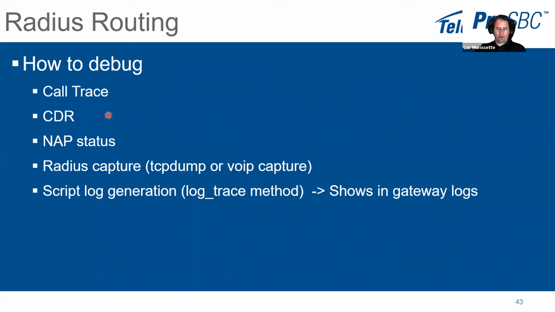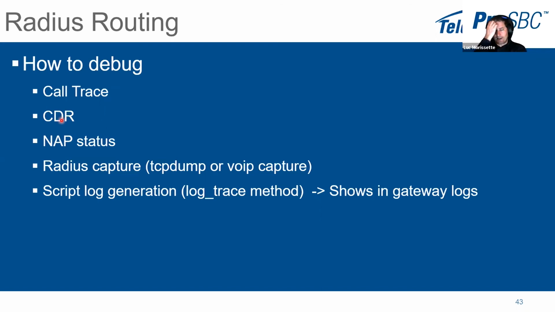So radius routing, once it's set up, radius server is configured, it's available. If you get a call in, it's going to send a radius authorization request and get the answer from there. To be able to debug this, you would want to look in the call trace, because you will see in the call trace there was a message sent to the radius server, and you will see which route was selected for this particular call. And for example, if the radius server doesn't answer or something like that, you will also see that in the call trace.